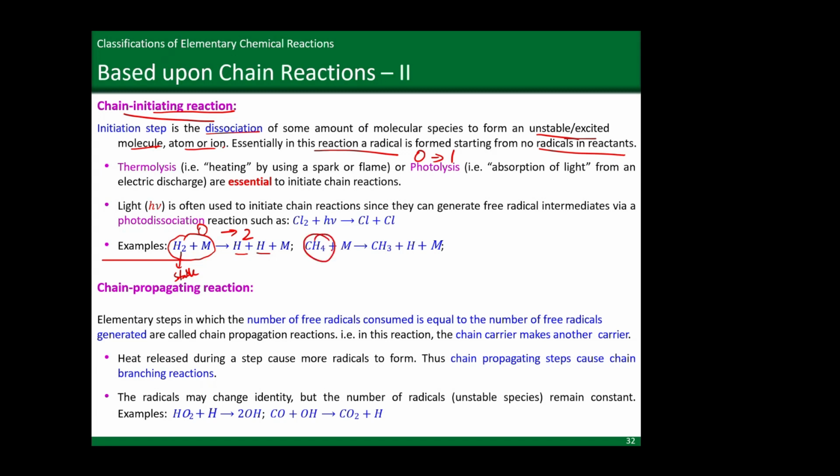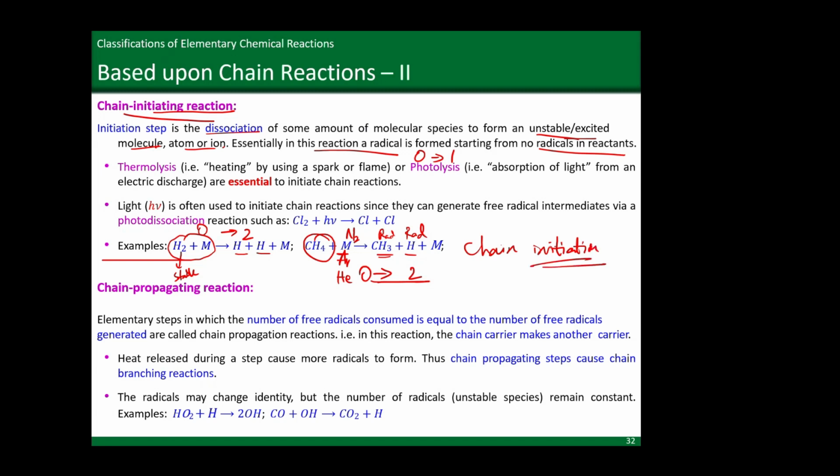Another example, CH4 plus M, okay? Methane plus third body. Third body can be nitrogen, argon, helium, or anything else, right? So something that does not participate in this reaction. Now, the dissociation of this methane molecule is going to produce CH3 plus H plus M, okay? CH3 is a radical and H is also a radical. So again, you're going from zero radicals to two radicals. So whenever you go from zero to more than zero, this sort of step is the chain initiation step, okay? And this is where the chain reaction starts, okay?